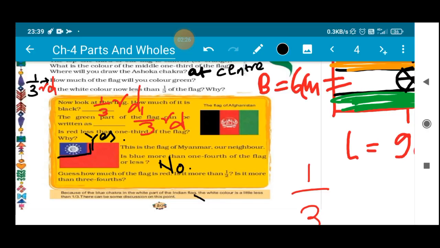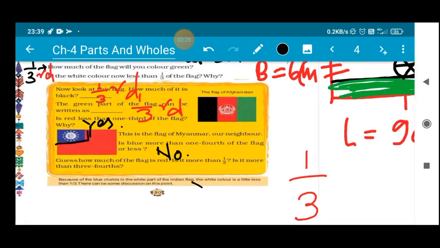So now you have to guess how much of the flag is red. Is it more than half? Do you think the red part here is more than half? Is it more than 3/4? Alright, so this part I want you all to do yourself. The question is very easy, very simple.